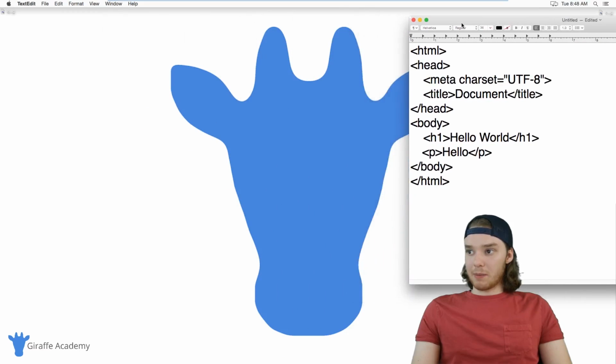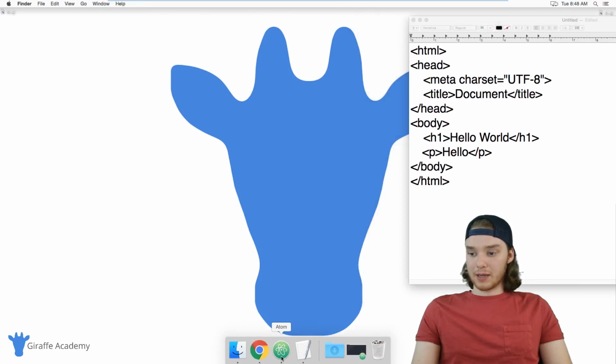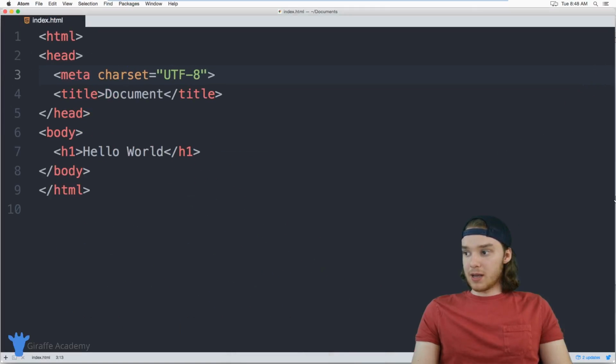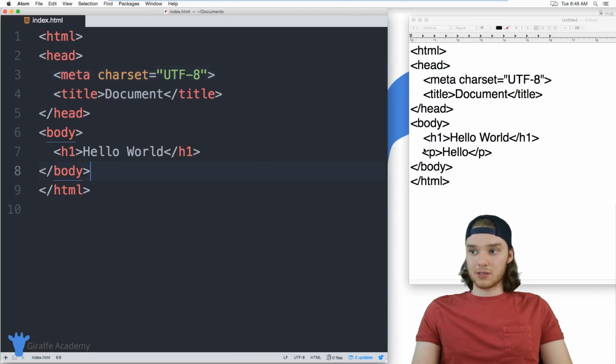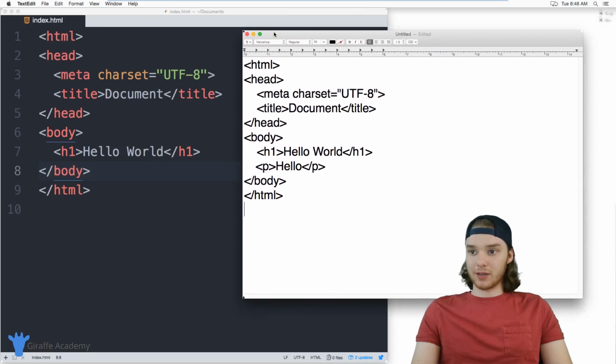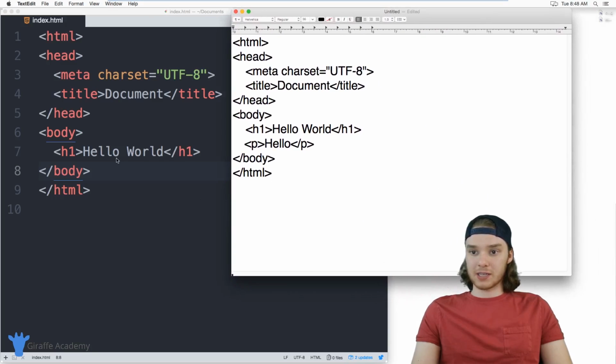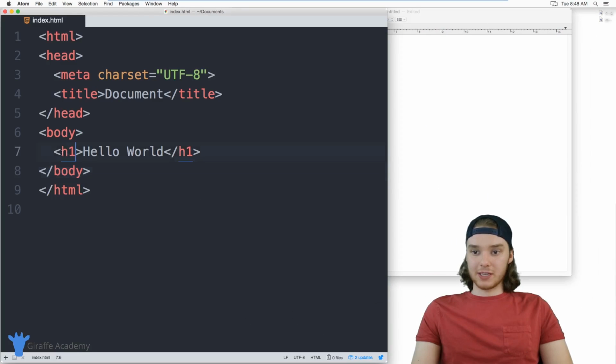But something more complicated would be a program like this. This is called Atom, and this is one of those text editors I was talking about. And this makes it a little bit easier for you to write the HTML. You can see it's formatted a little bit differently, right? So this is the same code, by the way. Over here, these little tags are colored. This is colored up here.